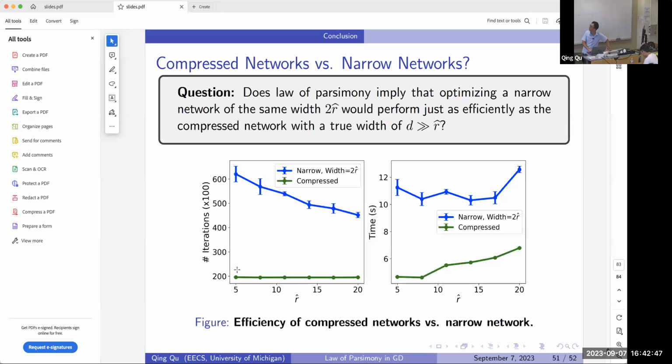You can see that the deep compressed network converges faster than the narrow network. If you compare the time, the compressed network is also more efficient. I think the reason is that the depth is actually doing some preconditioning of your algorithm, reducing your number of iterations and making convergence faster.